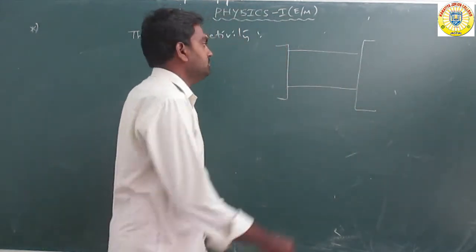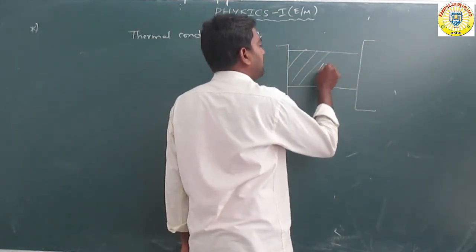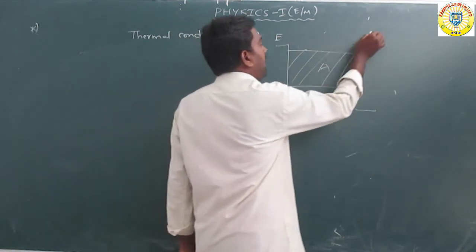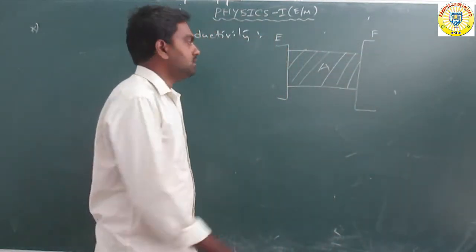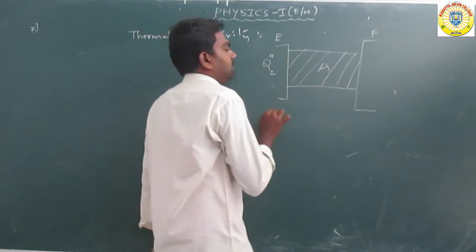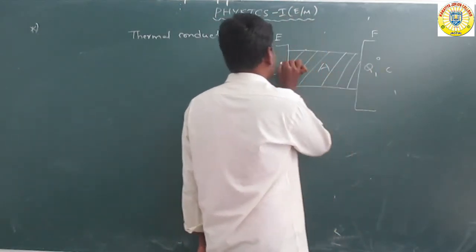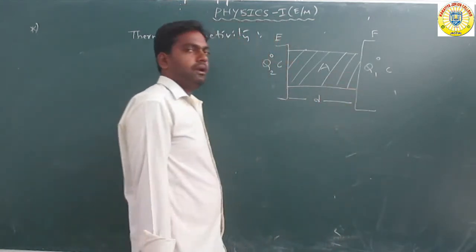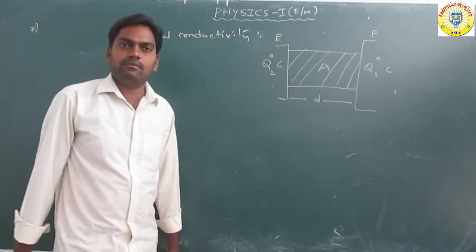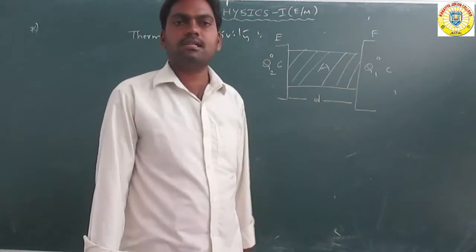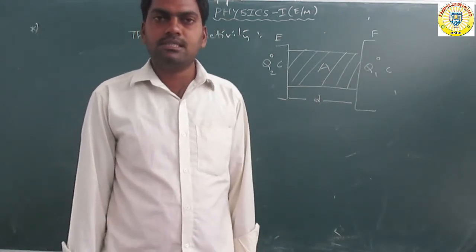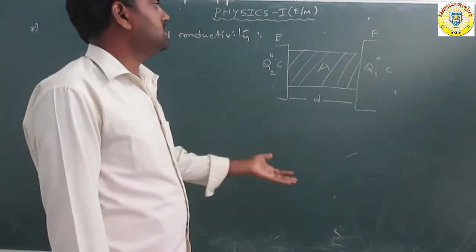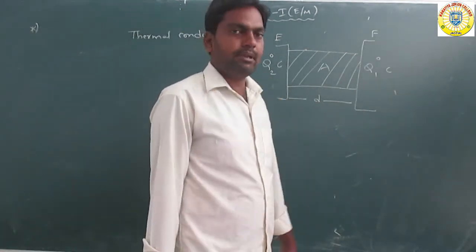This is the slab taken. The area of cross section is taken as A. These two faces are maintained, E and F. This one is at a high temperature, Q2 degrees C, and this one is at Q1 degrees C. The distance between these two faces is taken as D. The area of cross section of this slab is A, and the temperatures are maintained at Q2 degrees C and Q1 degrees C, the higher temperature and the lower temperature.